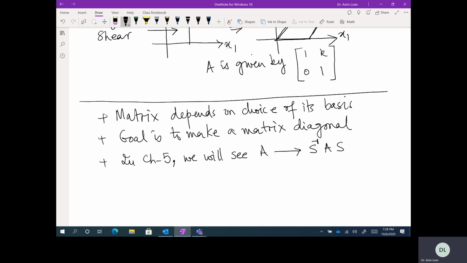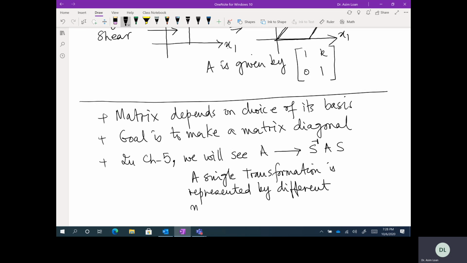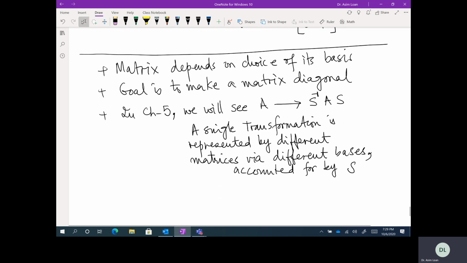A undergoes this transformation. So a single transformation is represented by different matrices via different bases, accounted for by matrix S. So chapter 5 and onwards, the goal is to diagonalize a matrix.